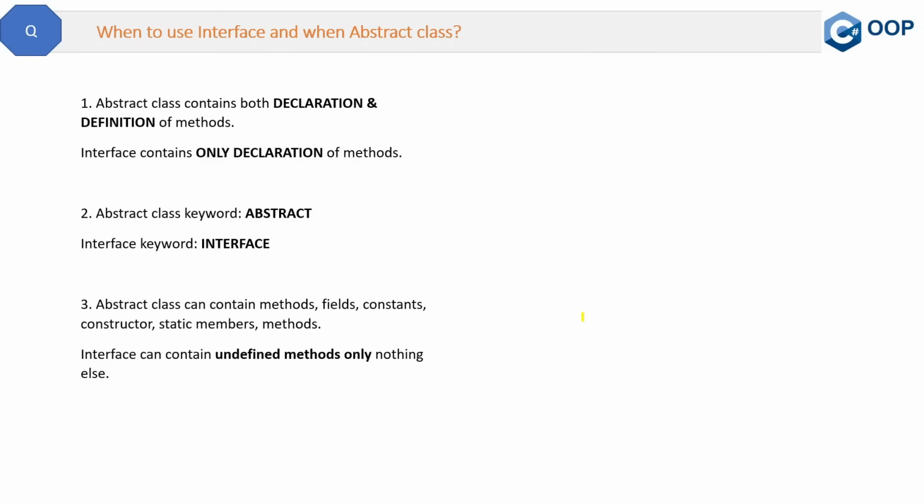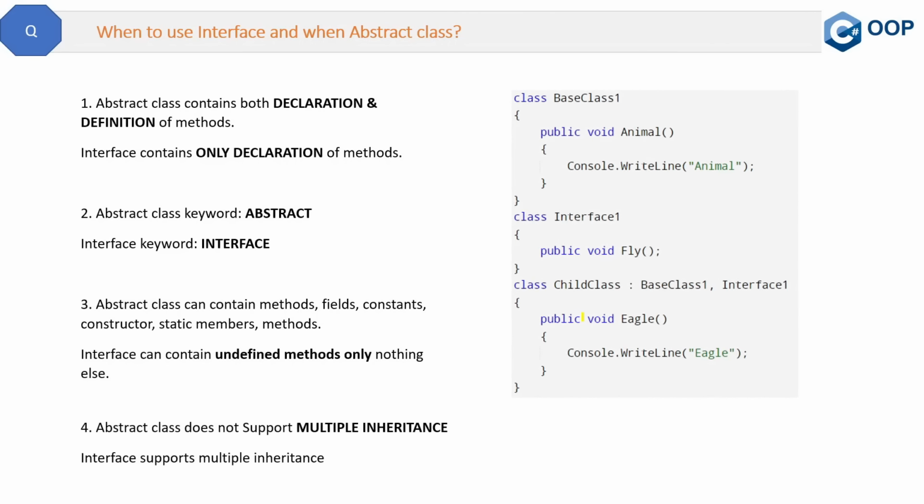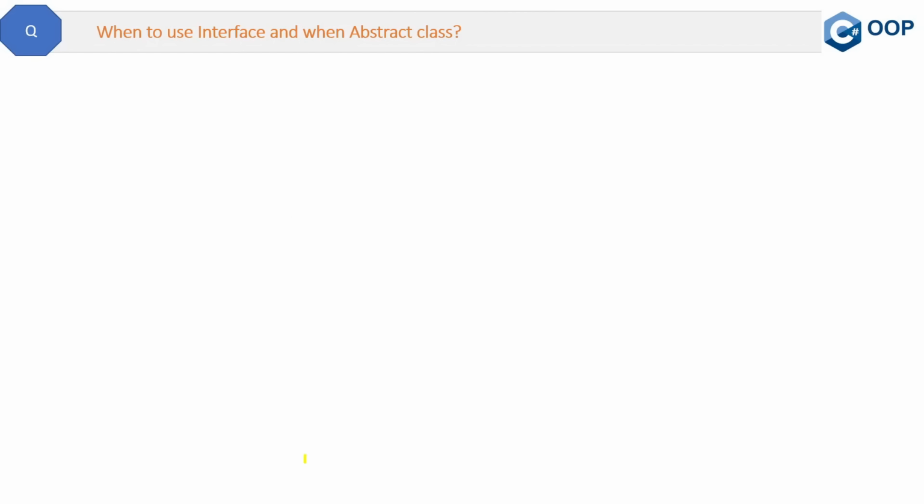Next difference is abstract class does not support multiple inheritance. Interface supports multiple inheritance. See the code here. If you create two base classes like base class 1 and base class 2, then this child class will not be able to inherit both of them. But if you create multiple interfaces like interfaces 1, 2, 3, 4, then you can inherit those multiple interfaces in this child class. So in short, abstract class does not support multiple inheritance, interfaces support multiple inheritance. That is the fourth difference.